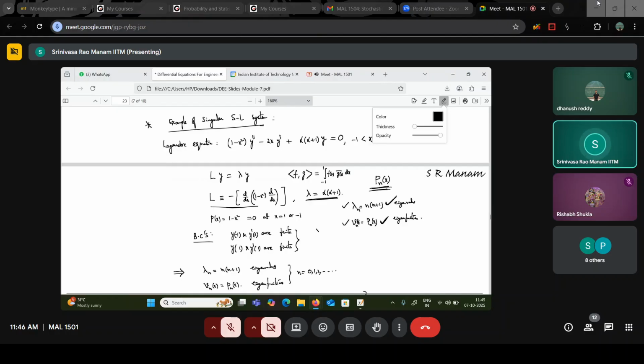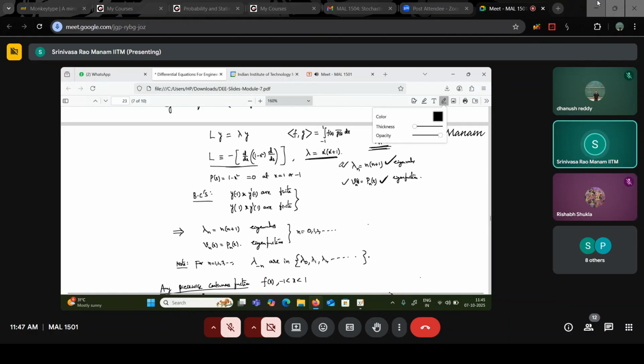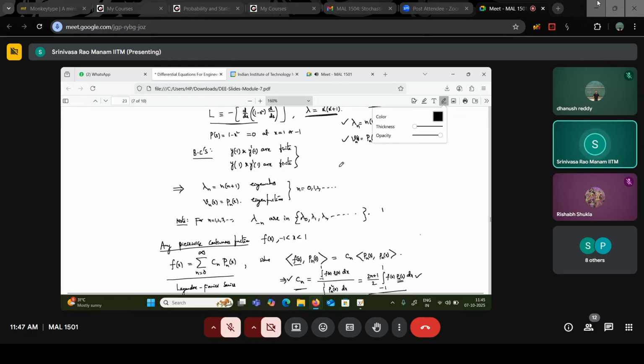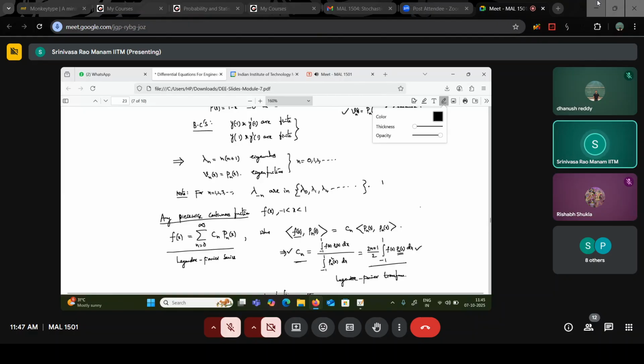What are the finite solutions of the Legendre equation? Only those polynomials, the Legendre polynomials associated with n from 0, 1, to infinity. Those are your eigenfunctions. Already we know. So if you know this one, you can write directly any function in terms of them.